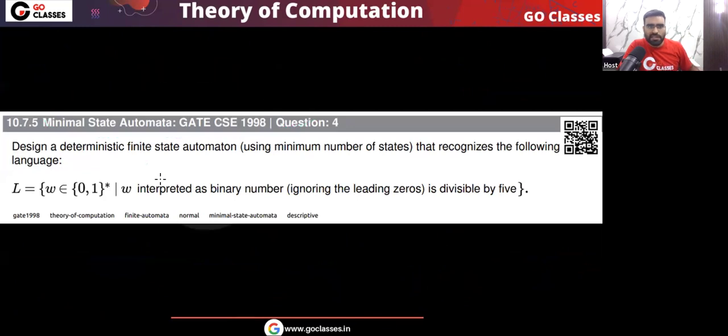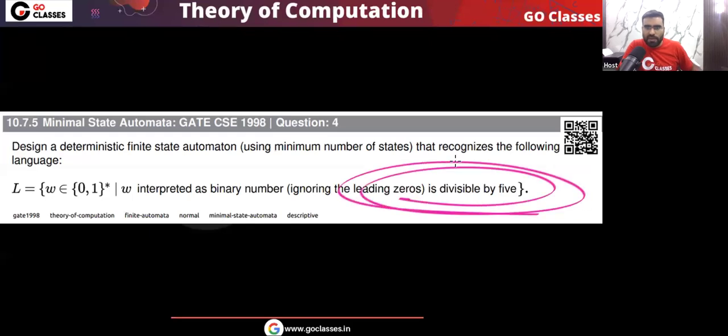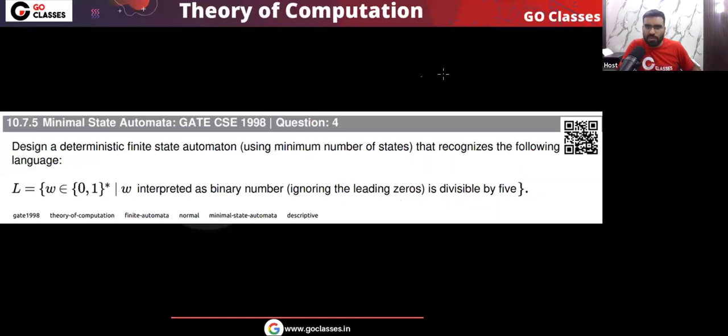Let's solve this GATE 1998 question. Design a deterministic finite automata using the minimum number of states that will recognize the following language: binary strings which, when interpreted as a binary number, ignoring the leading zeros, are divisible by 5. This question we have already done in our lectures, if you remember. When the decimal value of W is divisible by 5, you can check it out. We have done this type of question in our lectures.